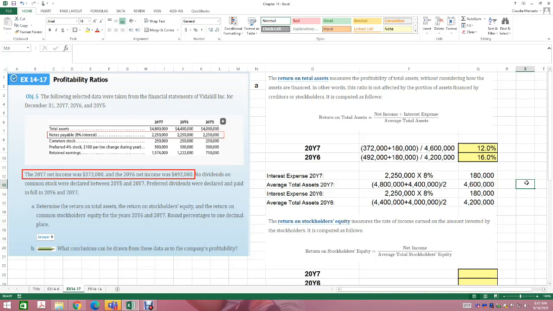So I have done both of my calculations for my return on total assets for 20Y7 and 20Y6. The key here is, first of all, identifying the 3 components. If you need to do any additional calculations, such as for interest expense, I ran those numbers in the bottom. That way you could see how I came up with those numbers. And then I'll just plug in my numbers from my actual components into my formula.